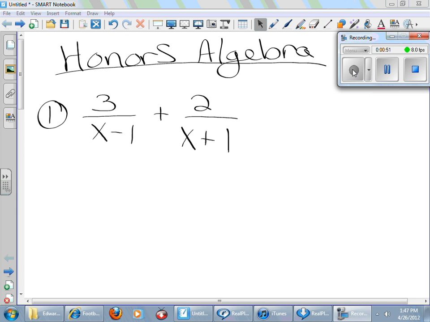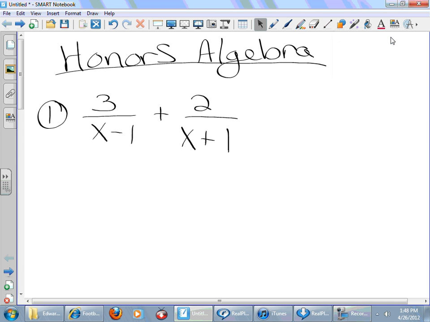All right, so let's talk about adding these rational expressions. Remember that to add two fractions, we need an LCD. The whole trick here is getting the correct LCD. We can get any old common denominator, but man, the problems can get really ugly really quick if we don't get the least common denominator.